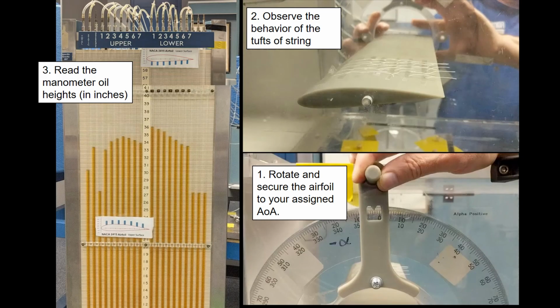Here's a basic procedure that you'll follow. You'll rotate the airfoil via the knob and handle to your assigned angle of attack. Observe the behavior of the tufts of string. Finally, you'll read the manometer oil heights in inches and record that data for later use. Again, make sure you do not let go of the airfoil knob until both knurled nuts are tightened down safely and securely.